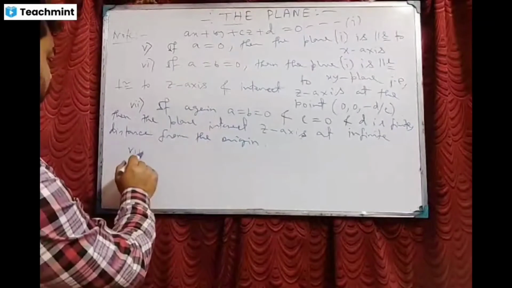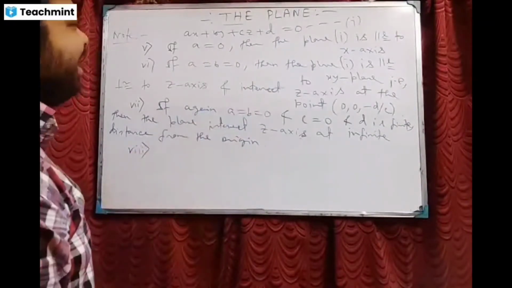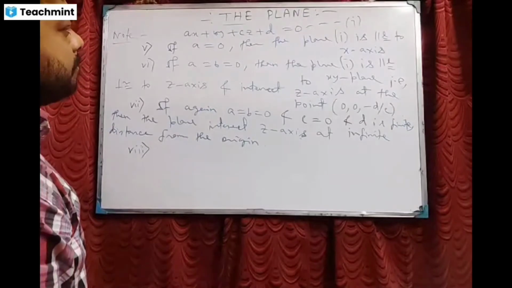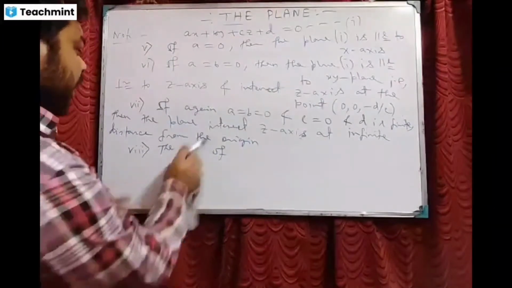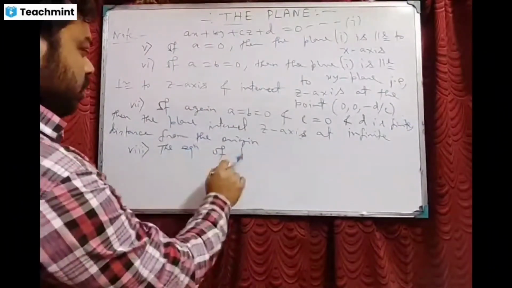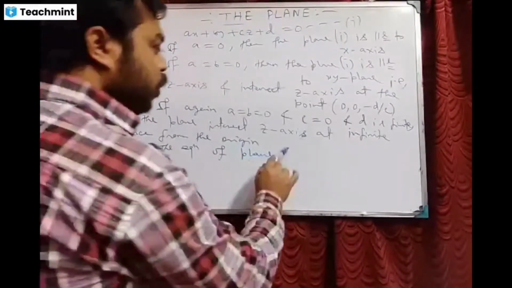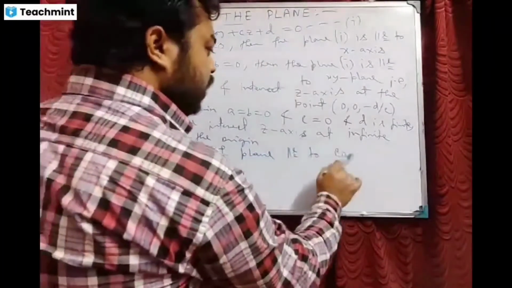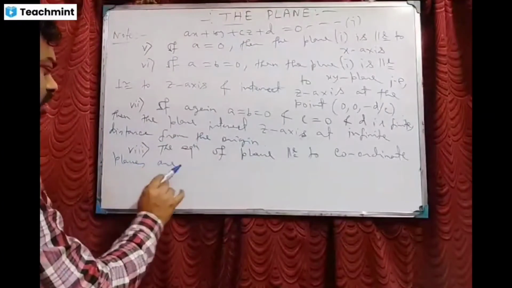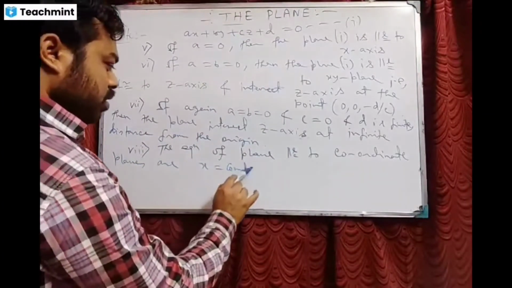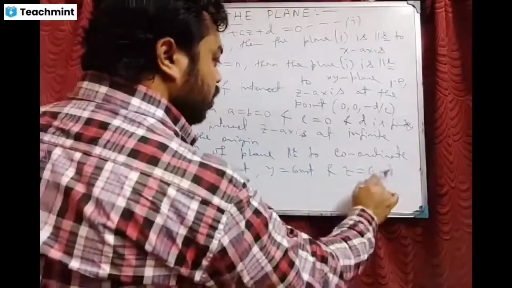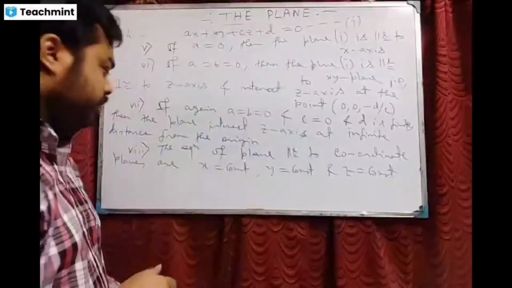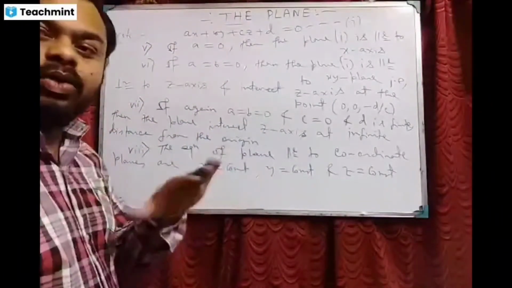Number 8. The equation of plane parallel to coordinate planes are x equal to constant, y equal to constant, and z equal to constant respectively. That is the equation of a plane parallel to the coordinate plane.